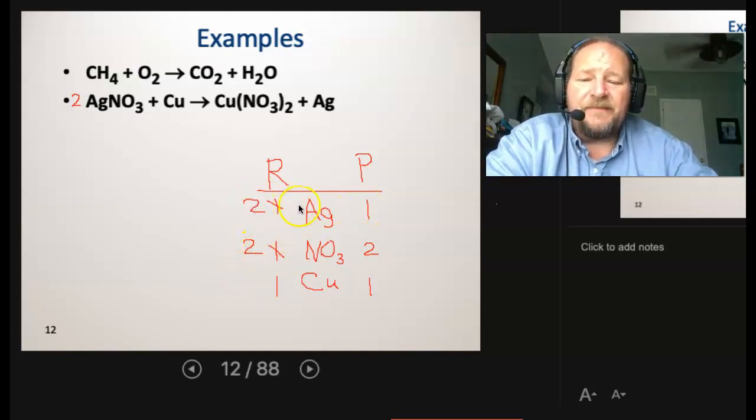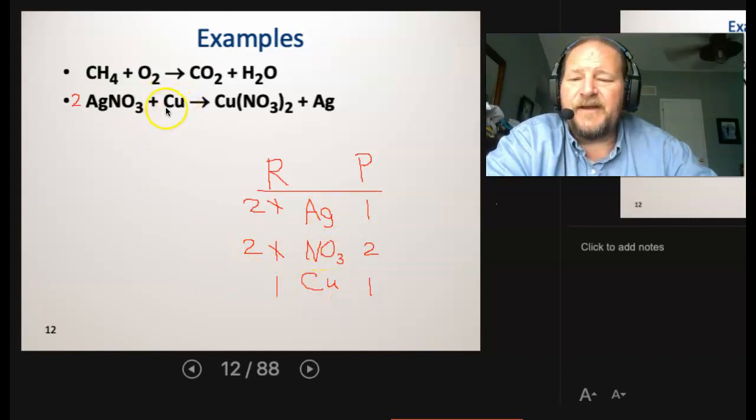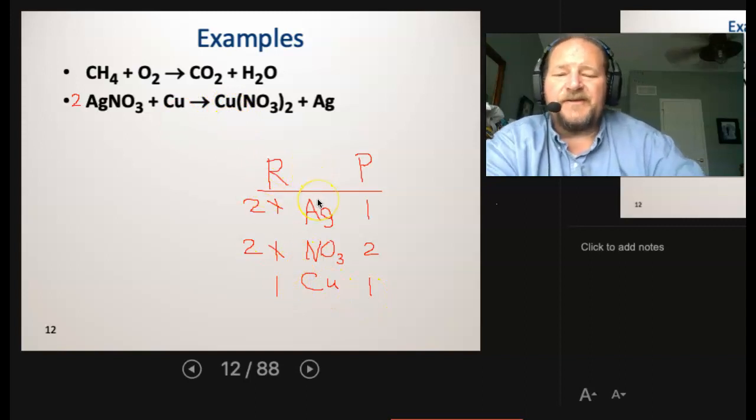Now I'm not going to go back up and fix this right away. I'm going to go ahead and take a look at my copper. It says it's 1 to 1. And so I guess here, this 2 doesn't affect that copper, so that's still 1. And of course we have a 1 there, so we're 1 to 1, that's good. Now I'm going to go back to the top and start again.